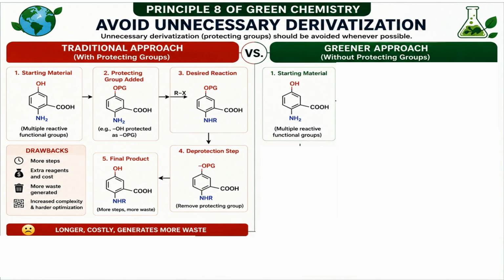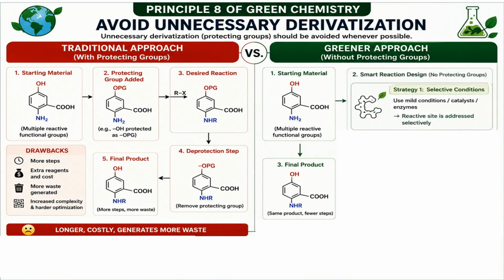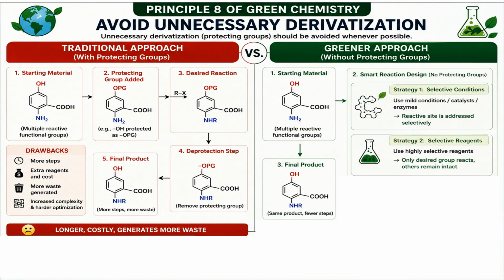Instead of protecting groups, we design smarter direct reactions to obtain the same product by any one or all of the following methods. Selecting reaction conditions that are compatible with sensitive functional groups. For instance, catalysts and enzymes often perform specific transformations under mild conditions, allowing for selective reactions without the need for protecting groups. Employing reagents that selectively react with specific functional groups can eliminate the need for protection.